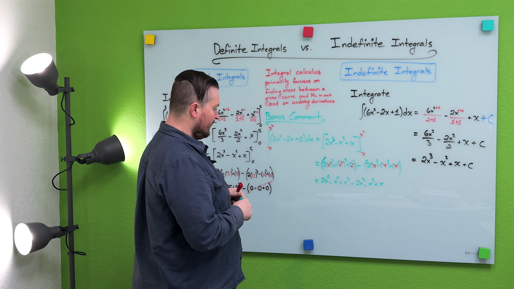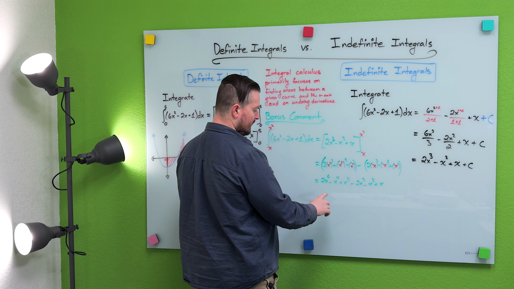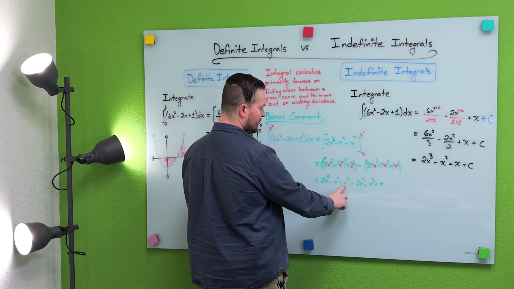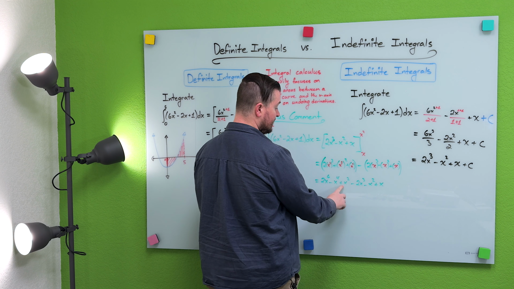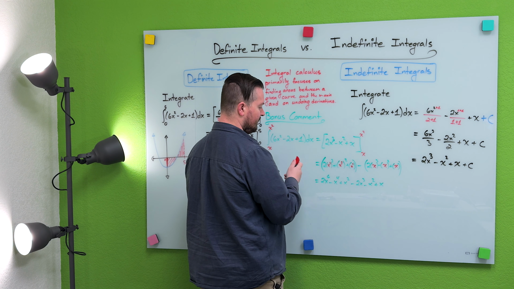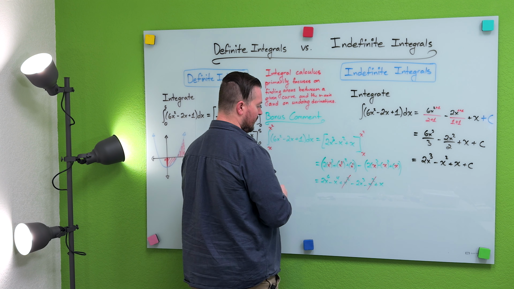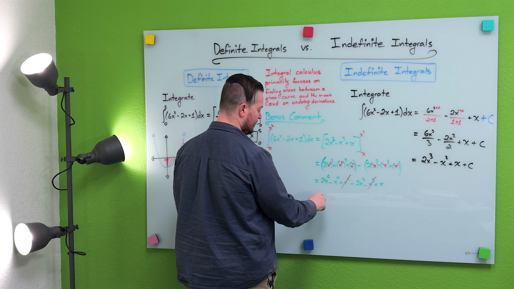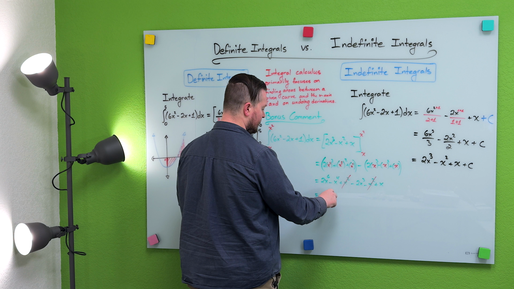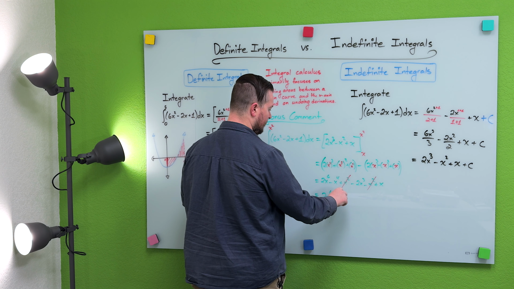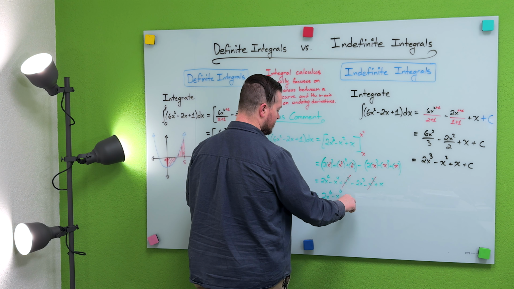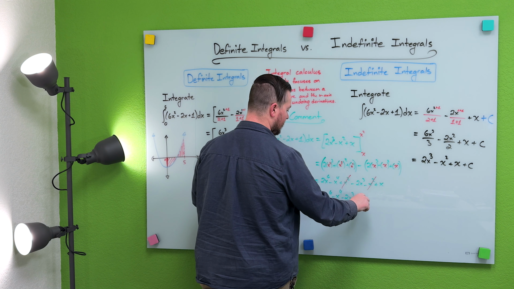Is there anything we can combine? Yes, there is. We see there is plus x squared minus x squared. These cancel. So our final answer is just 2x to the power 6 minus x to the power 4 minus 2x to the power 3 plus x.